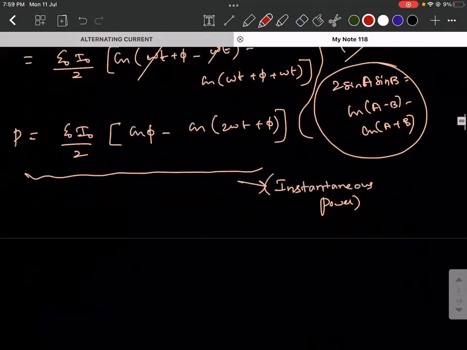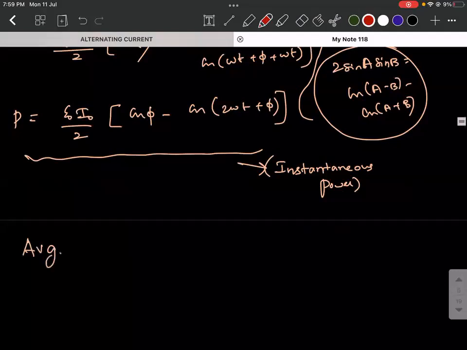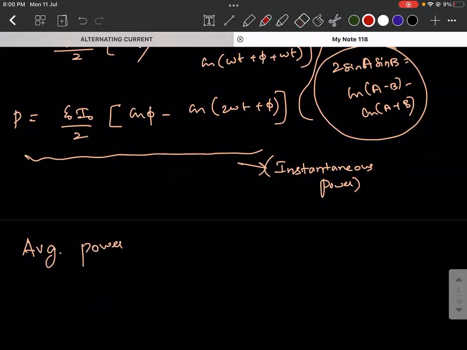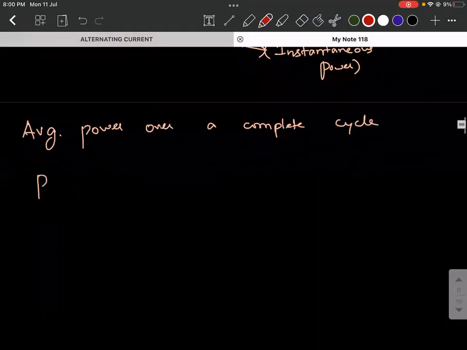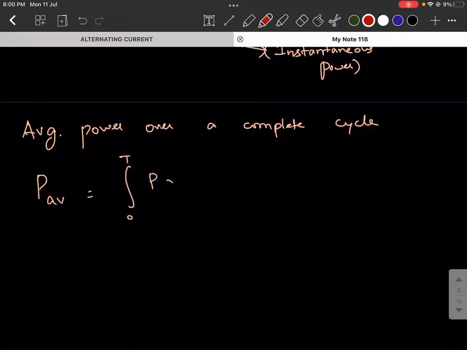Now, I want to find the average power over a complete cycle. Can I do that? So P average, can I write it as integral of 0 to T of P dt divided by integral of 0 to T of dt? This is the meaning, right?